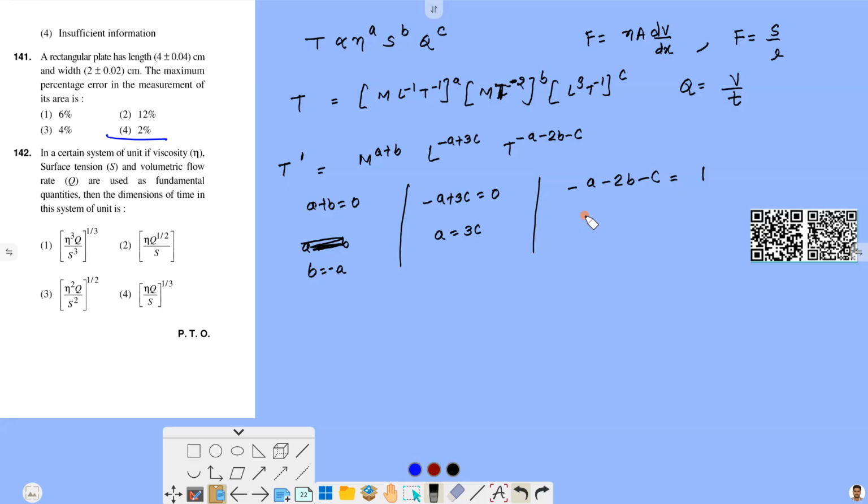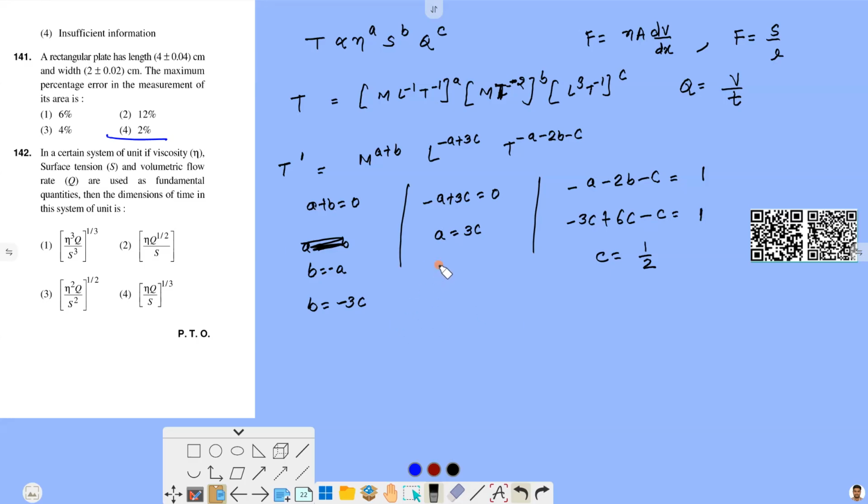So minus of A, that will be equal to minus 3C, and minus, here we will have 2B, and twice of B, as B, here we can substitute like this, B is equal to minus A and A is equal to 3C, so this is minus 3C. So minus minus plus 3C minus plus 6C, and minus C is equal to 1. So from this we will get C is equal to half.